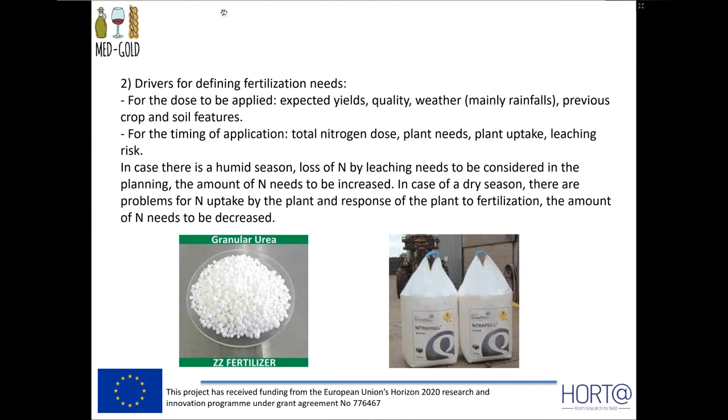So we, and farmers too, take into account a lot of drivers to define how much and the timing for fertilization. In the two pictures, you see an example of urea on the left, and on the right, you see the amount that usually farmers have to manage during the season. Not a few kilograms, but 100,000 kilograms of urea for several hectares. Okay, next.